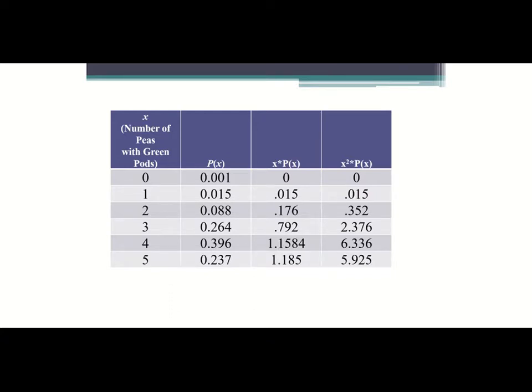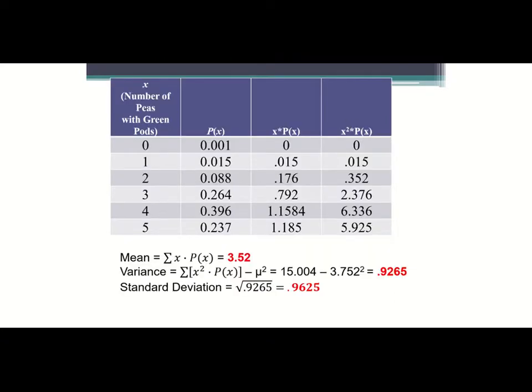For variance and standard deviation, we're doing x squared times p of x. So we take the number in this column, we square it, and we multiply it by the probability. Once we have those, we can find the mean, variance, and standard deviation. So the mean is the sum of x times p of x. So we have this column filled out. We're going to add those all up. The sum of x times p of x is 3.52. That's the mean number of green peas we would expect to get from 5 offspring peas.